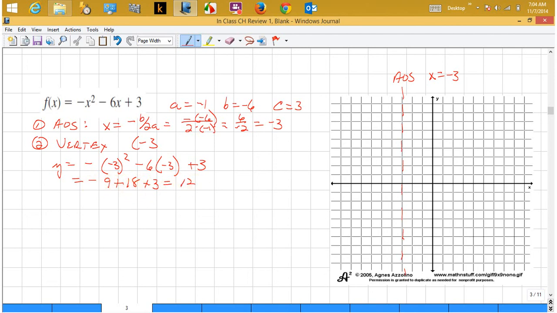So this one's going to go off my graph a little, so I'll just have to deal with it. So my point is (-3, 12). So -3, and let's just put it up here.